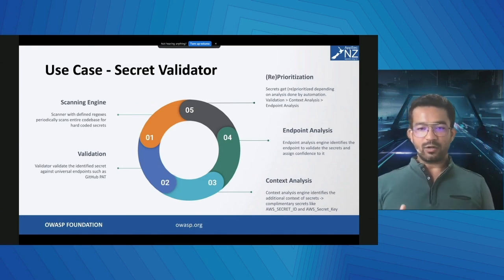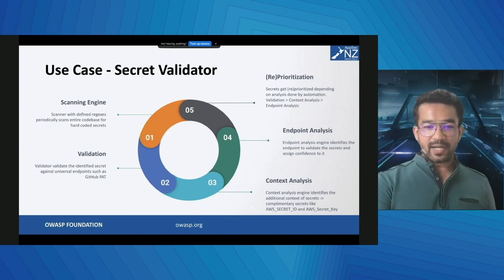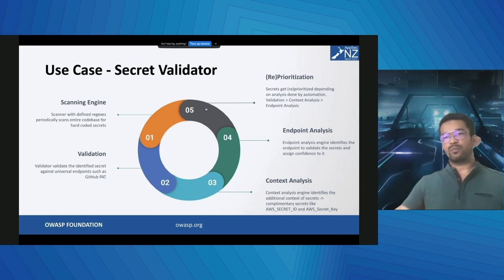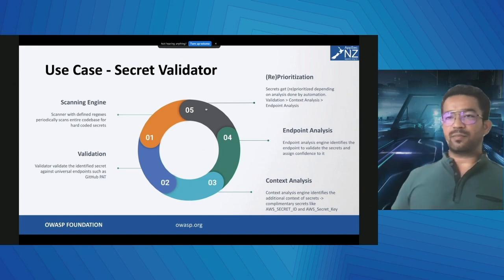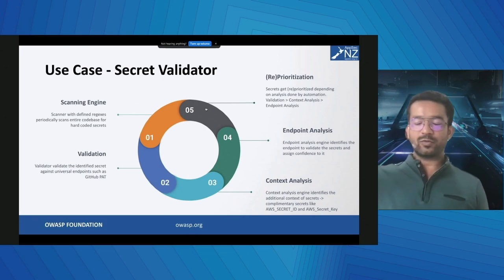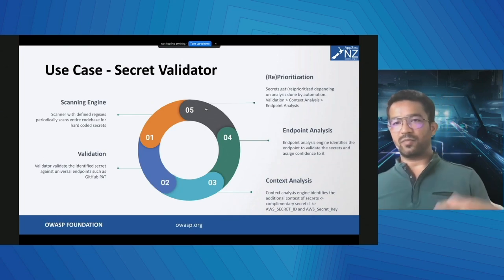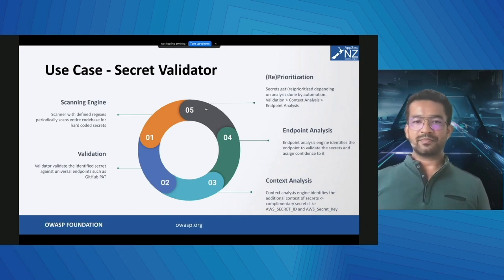So using this automation, we try to identify the context, we try to identify how the secret is valid, and on top of that, we did the reprioritization of the secrets, how we are going to manage it. So for example, if it's valid, then we were making it critical. If it's not, then we are making it low, and so forth.